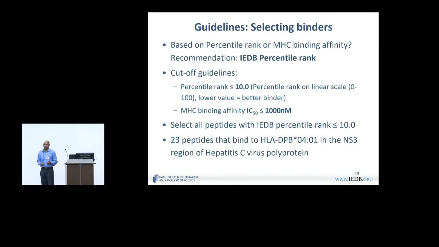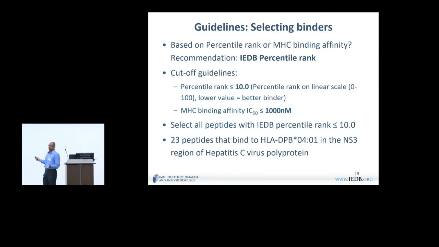So now you have the results. The next question is, I have all these peptides and binding affinities, so how do I choose the top peptides? Similar to class 1, we recommend here the IEDB percentile rank. Just follow the IEDB percentile rank. The cutoff that we recommend for individual alleles is a percentile rank of 10. All peptides that have a consensus percentile rank less than 10 can be considered potential binders. And this roughly corresponds to an MHC binding affinity of 1000 nanomolar. So select all peptides with IEDB percentile rank less than or equal to 10.